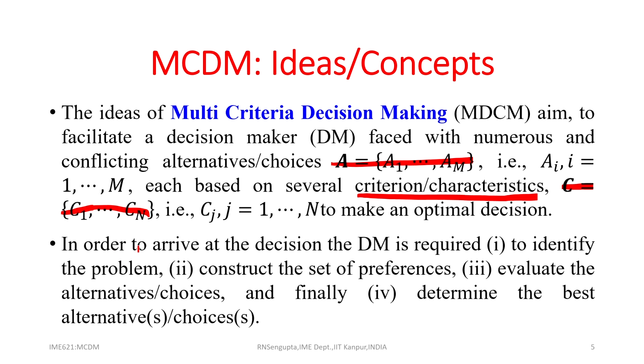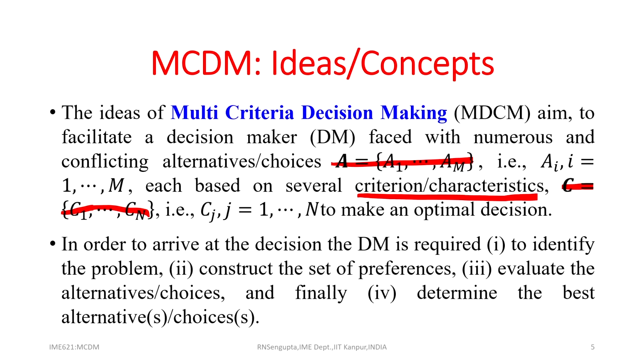In order to arrive at the decision, that what is the final goal, the decision maker is required, number 1, to identify the problem. What is the problem? What does he or she want to do? Is it to choose a house? Is it to buy the best house? Is it to buy the most safe, like if you want to buy a car, is the car based on the fact that it consumes the least amount of fuel?